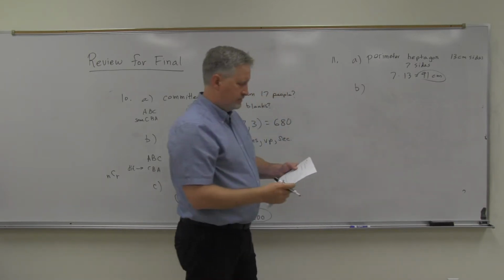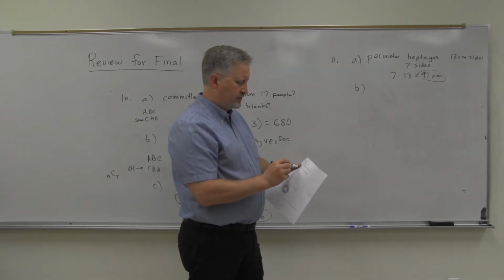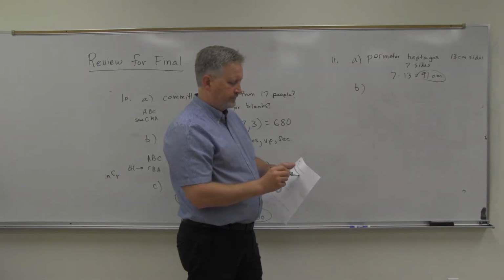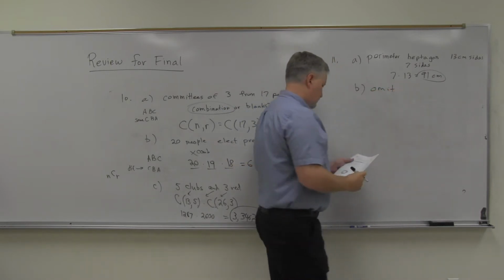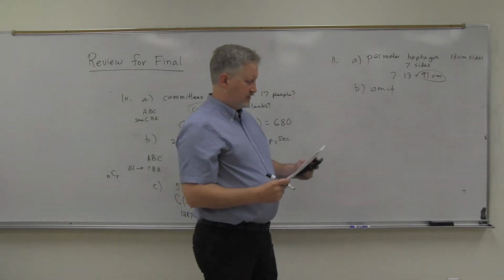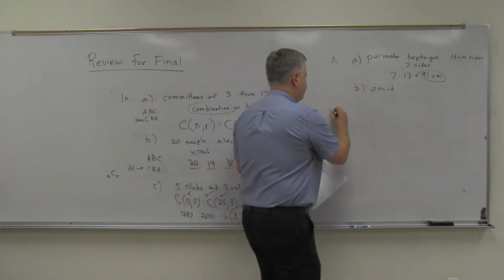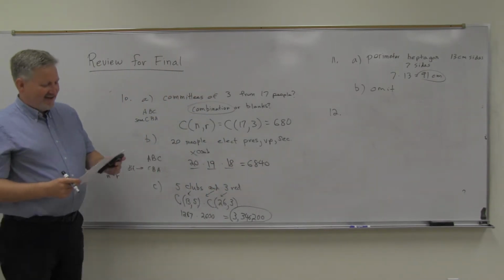B, we didn't do that one, so we can omit it. I don't believe we did that one. Did we do that one? I don't think we did. Maybe we did, but we'll just omit it.